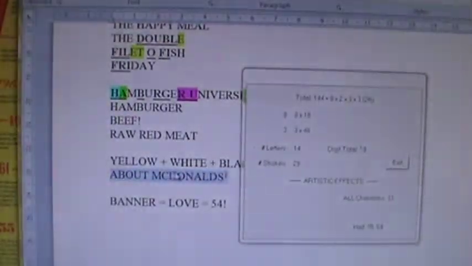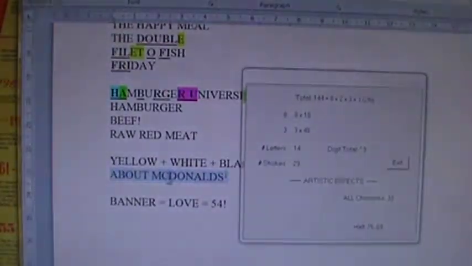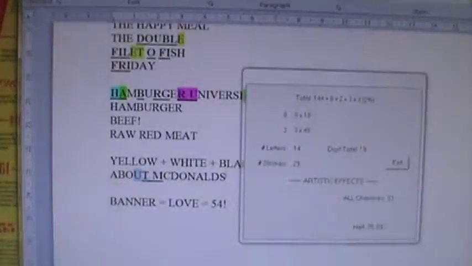Sound effect, please. 144, 12 times 12. There you go. About McDonald's. Chain linked, doubly chain linked in the center, 33, and then another 24 on top of that. About McDonald's. There you go.